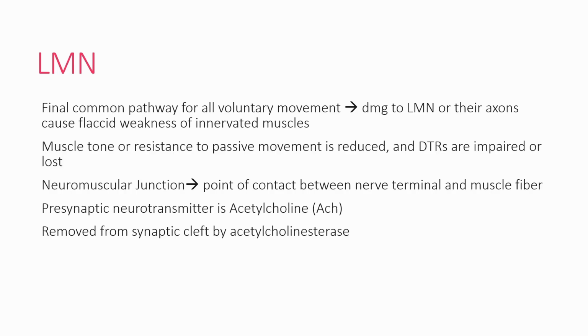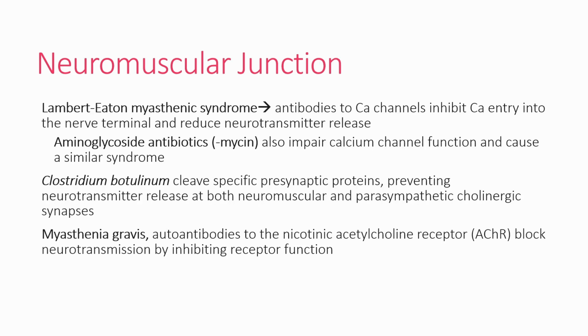So when you do your passive range of motion, they're not providing any type of resistance at all to you. DTRs can be impaired or lost. The neuromuscular junction is the point of contact between the nerve terminal and the muscle fiber. Everything is acetylcholine. And what kind of receptor is it going to bind to? It's a skeletal muscle, so it's nicotinic. And it's removed by acetylcholinesterase, which metabolizes the neurotransmitter.